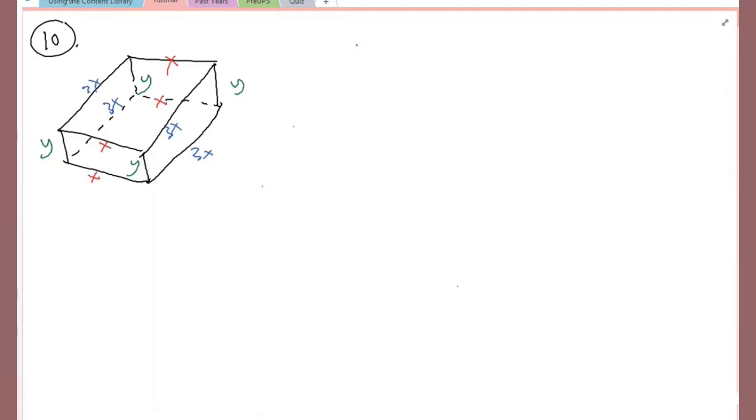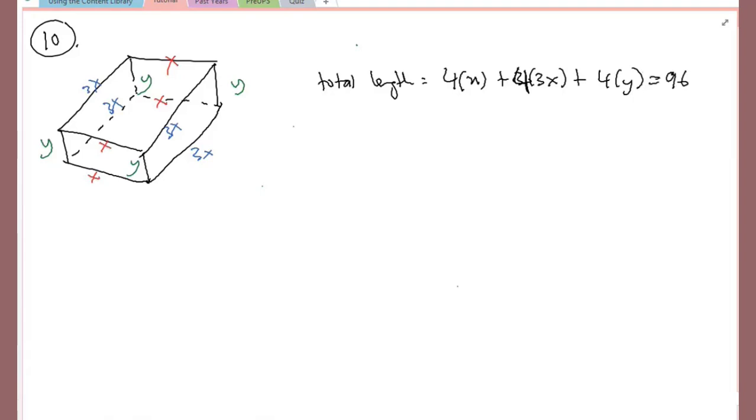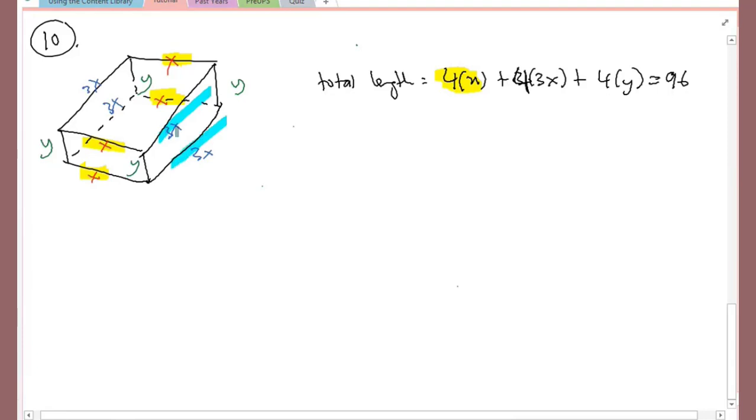Total length ni, total all, length of the wire is 4 times x ni. Okay, plus 3 times 3x plus what? 3 pula 4 lah, because 4 times, right? 4y is equal to 96. Okay, ini kan x plus x or 4x. Ini 3x. So 4 times 3x. Okay, yang ini y.